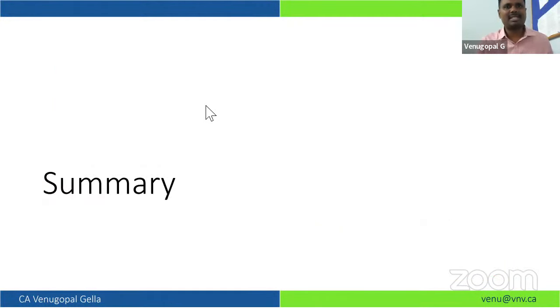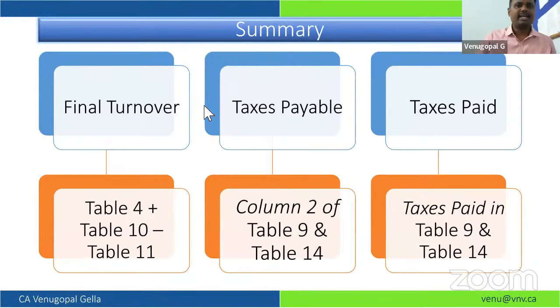Let us see some relaxations that have happened. Just before that, the summary: final turnover is table 4, 10 and 11. Tax liability is table 9 and table 14.